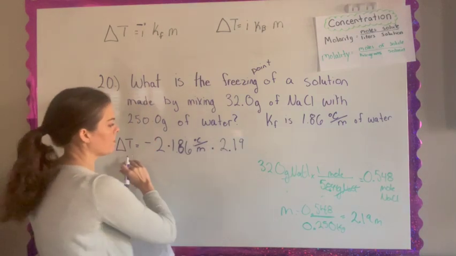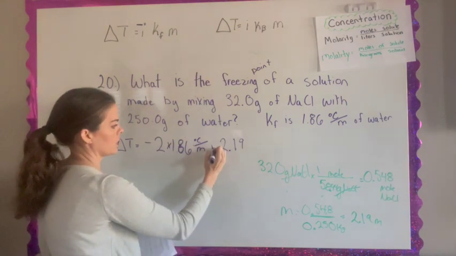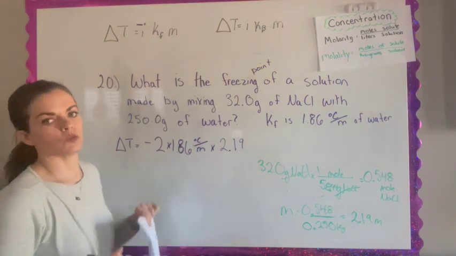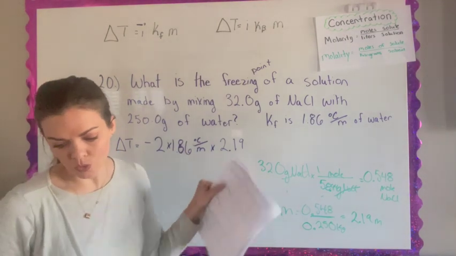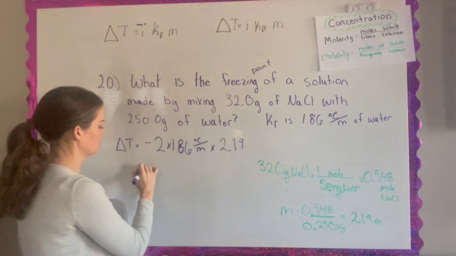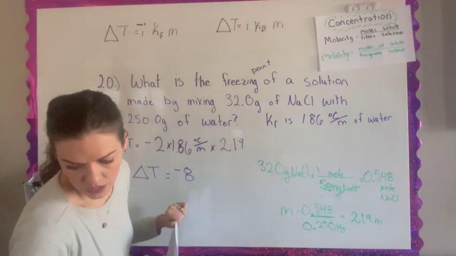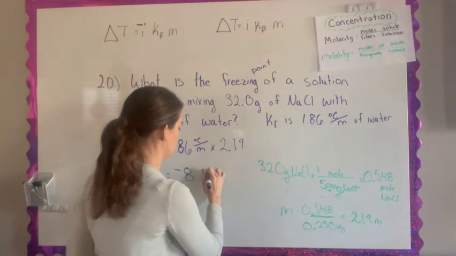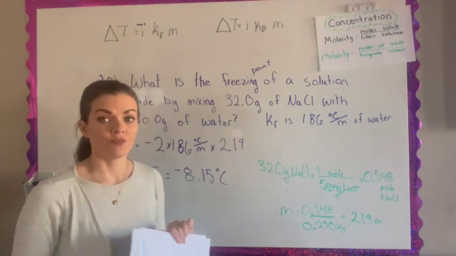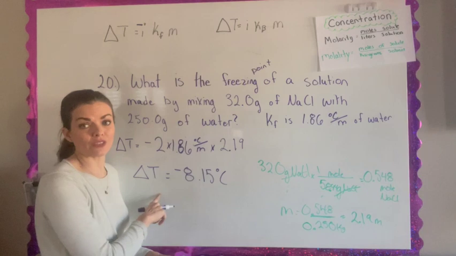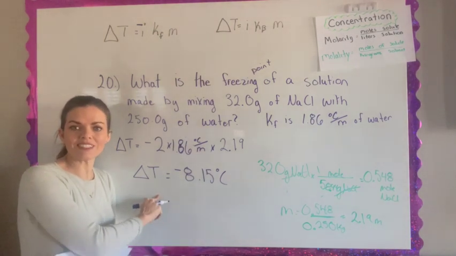So you're going to just multiply, maybe easier if I put an X there instead of a dot, 2 times 1.86 times 2.19, and you get negative 8.15 degrees Celsius. Now, the question doesn't ask for the delta T. The delta T is the difference in temperature.